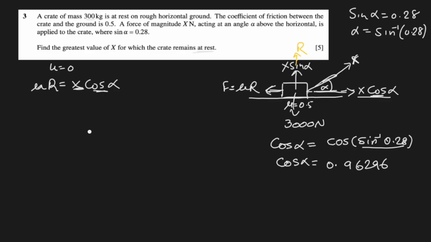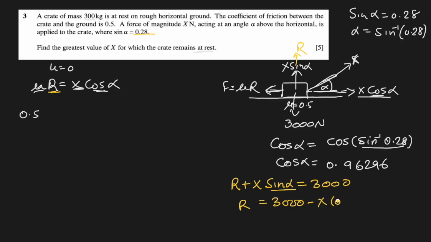I've tried to take as many digits as possible. So what is left now? Mu we know 0.5. R we don't know. So let's find R. In vertical forces, R plus X sine alpha will be equal to 3000 newtons, right? Because we don't want any motion in vertical direction as well. So R, which we need to use here, will be 3000 minus X sine alpha, and sine alpha they've given is 0.28. This is what we will use here.